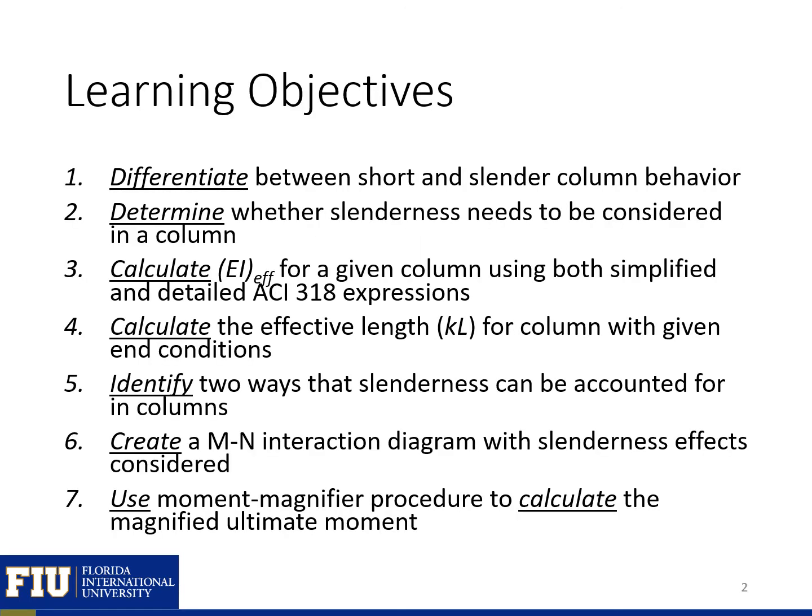By the end of this section, I want you to be able to differentiate between short and slender column behavior, determine whether slenderness needs to be considered in a column, calculate an EI effective for a given column using both the simplified and detailed ACI 318 expressions, calculate the effective length, or KL, for a column with a given end condition, relating our simply supported end conditions to other end conditions that we might have.